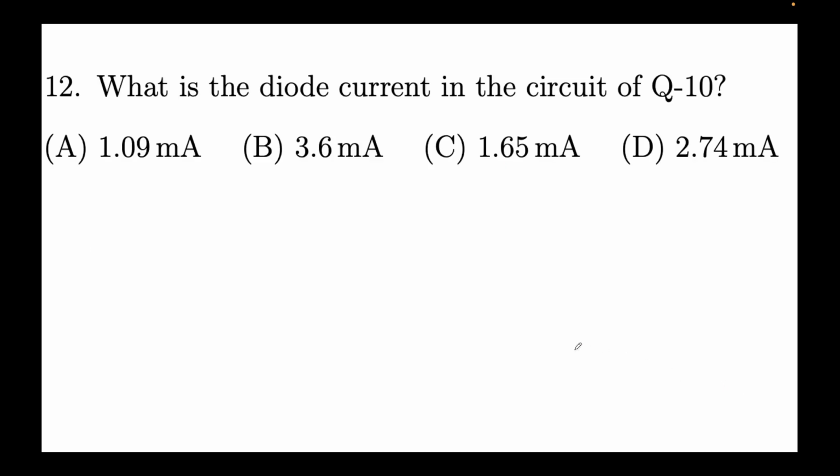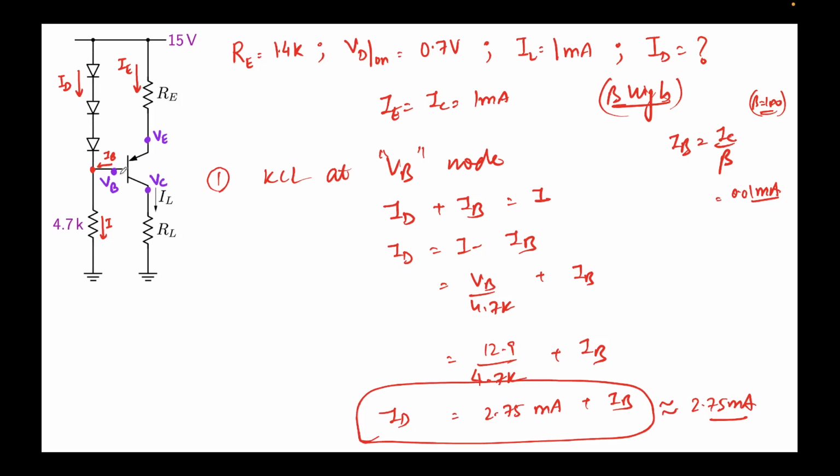So the answer would be D. Again, how did I do it? We already know the value of VB and we apply KCL at this node. So it will be ID, the incoming current, the second incoming current is IB, should be equal to I, the outgoing current. And this is the expression. I calculate the value of I, this outflowing current, and it comes out to 2.75 milliamps. And what I did not know was IB.